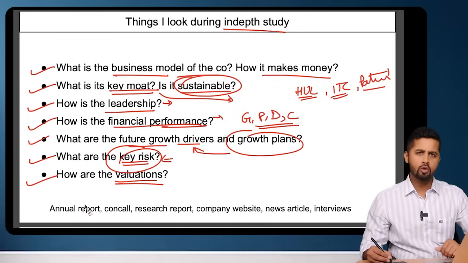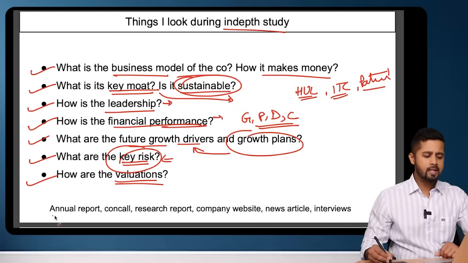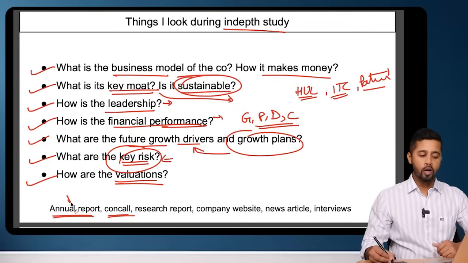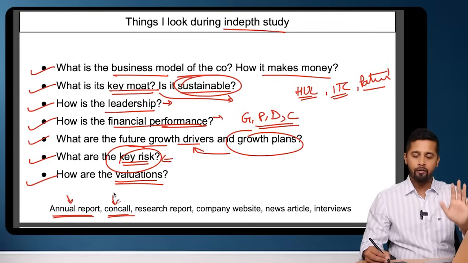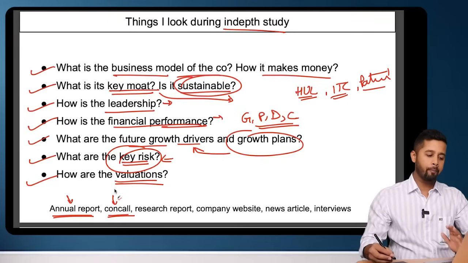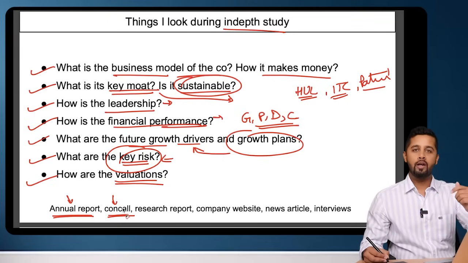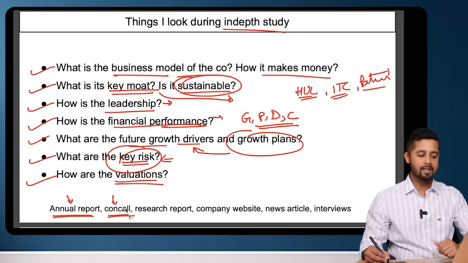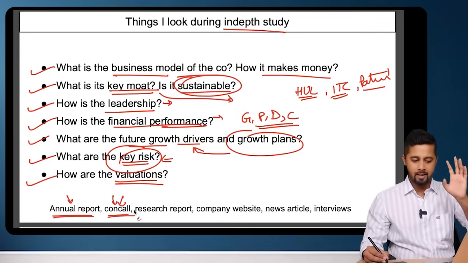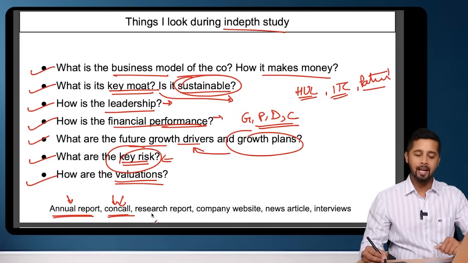Now, the important point here is how to get all this information. There are 2-3 sources that I actually follow. First is the annual report. Second is the con call. Annual report is published every year, right? Con call is generally held after every quarter. So after every quarter, the company conducts an analyst call, where analysts ask questions and the company answers them. This is the holy grail. This is a very, very important aspect of analyzing any business.